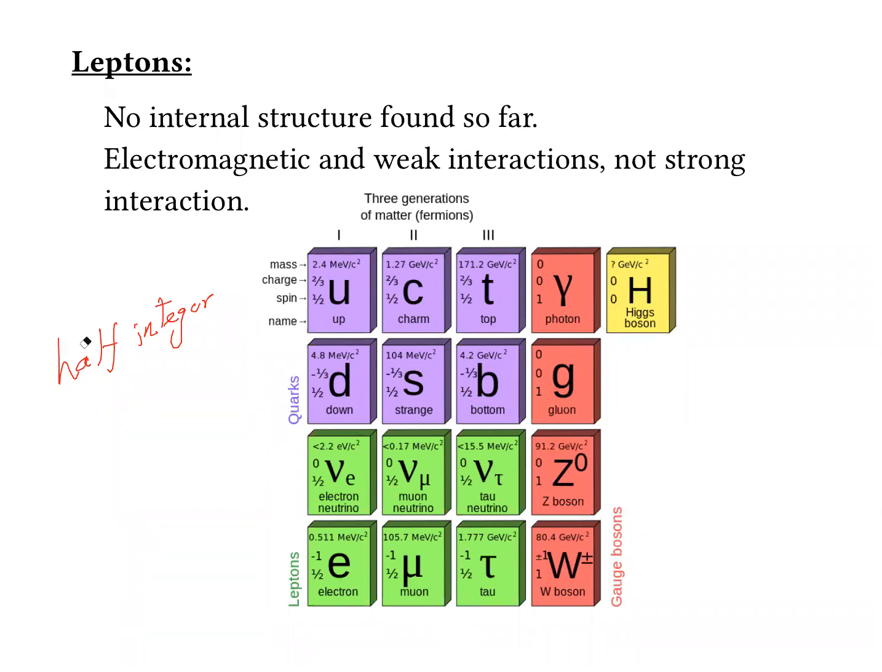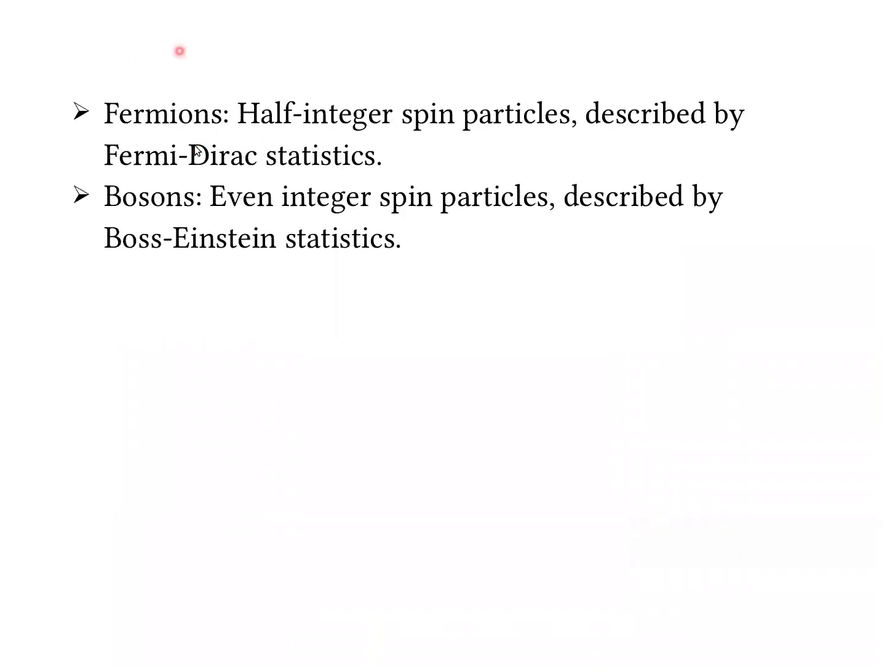All the leptons and hadrons are half-integer spin particles, with spin one half, and those are called fermions. So we can split particles into two kinds based on spin: fermions and bosons. Fermions have half-integer spin, and bosons have integer spin.